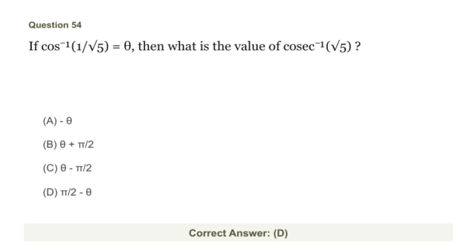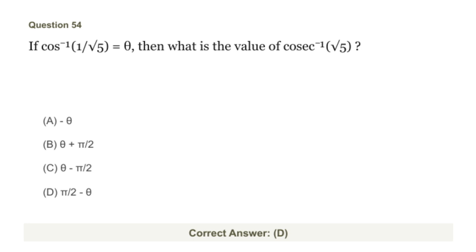Next, we need to connect this to cosec inverse of square root 5. Recall that cosecant is the reciprocal of sine. So, if we can find sin theta, then cosec theta is just 1 over sin theta. The key point here is understanding how these inverse functions relate to each other, and how the angle theta connects to the value we're asked to find. Looking at the options, the correct answer turns out to be option D, which is pi/2 minus theta.